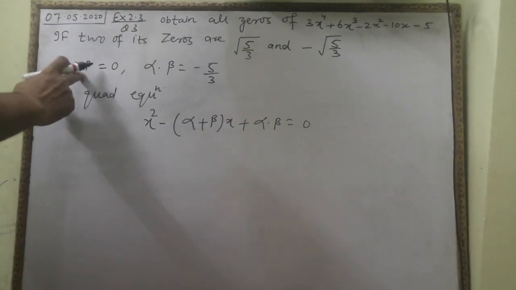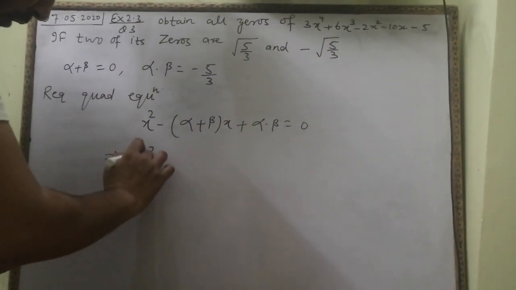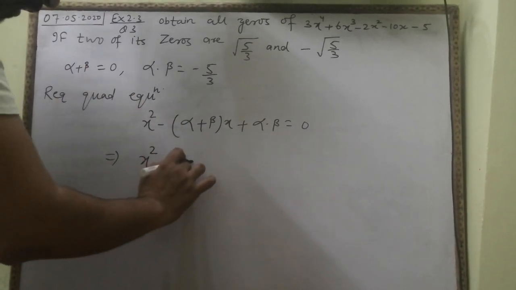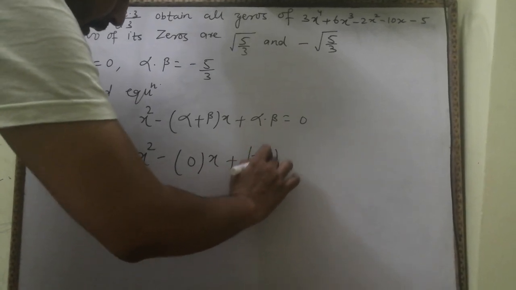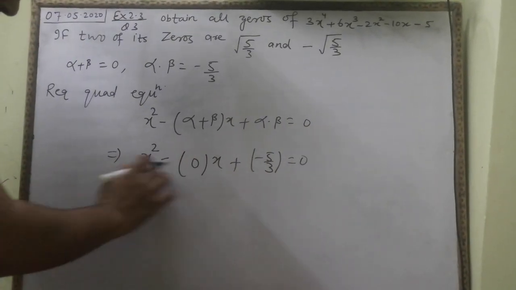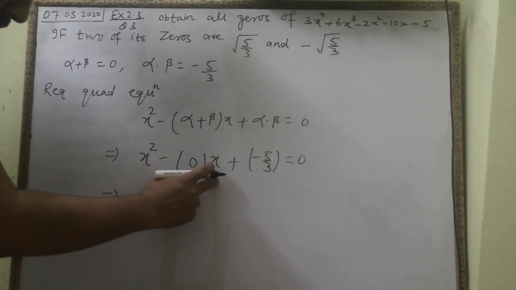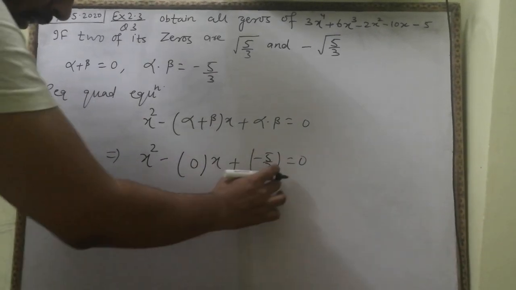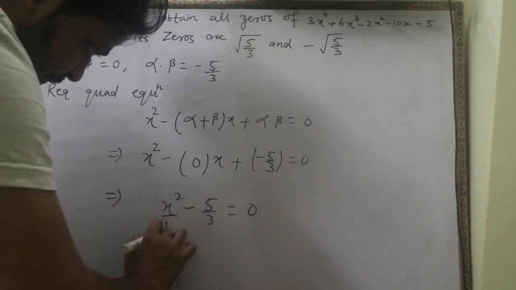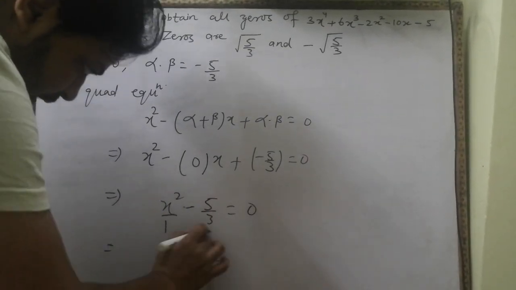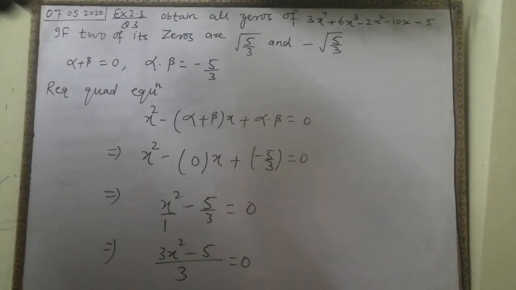Now put the values of alpha plus beta and alpha into beta in this equation and find the quadratic equation. Now x square minus, what is the value of alpha plus beta? It is 0. What is the value of alpha into beta? It is minus 5 by 3. Now removing the bracket, 0 into x is 0, so I will not write the term of x. We will just write plus minus minus, and it will be 5 by 3 is equal to 0. Take the LCM, it will be 3: 3x square minus 5 is equal to 0.